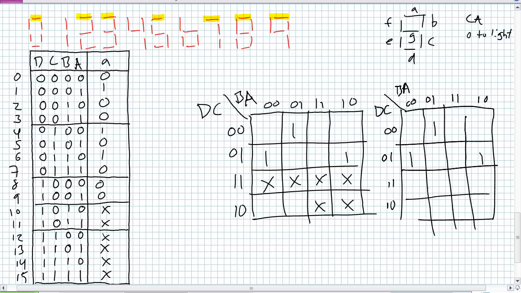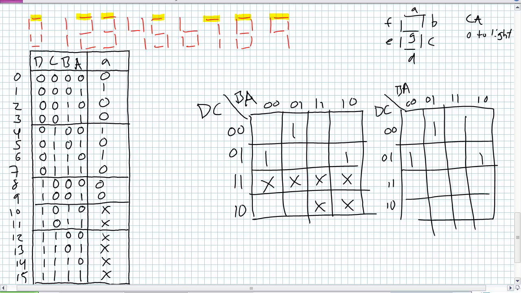This is neat. A don't care: if you really, truly don't care, if you will never get the values 10 through 15, there's some other exclusion device beforehand that makes sure that you will never get those BCD numbers. It means you're never going to get those possible combinations of inputs. So it doesn't matter what the output is. It could be a 0 or a 1. I could put a 0 or a 1 here, but I'm just going to put an X.